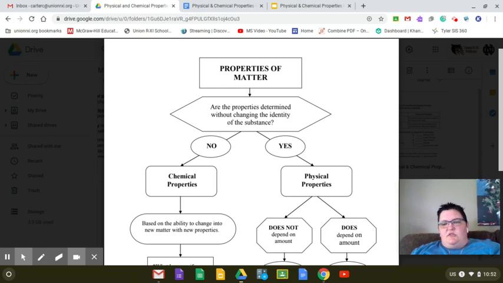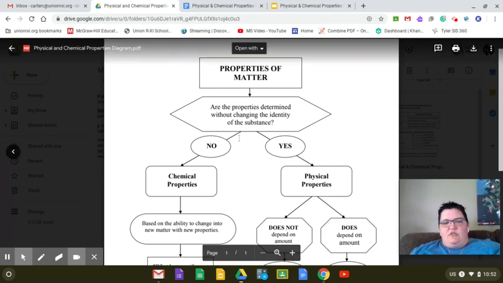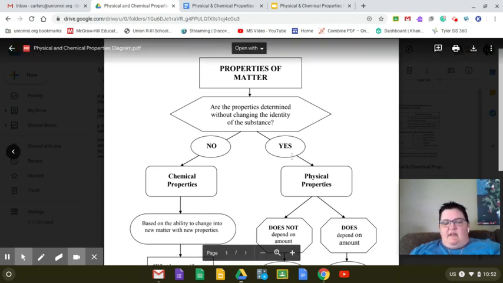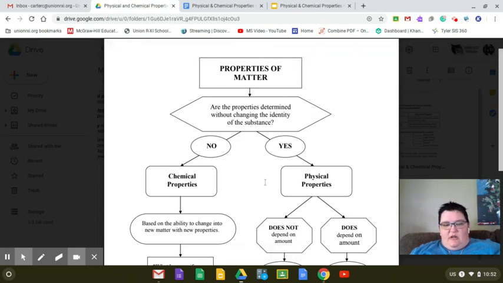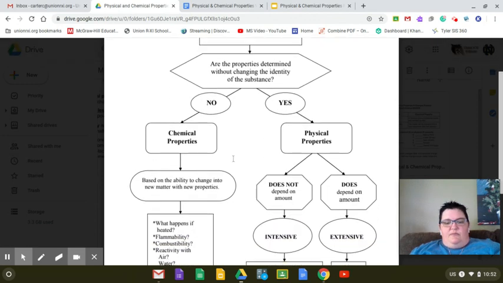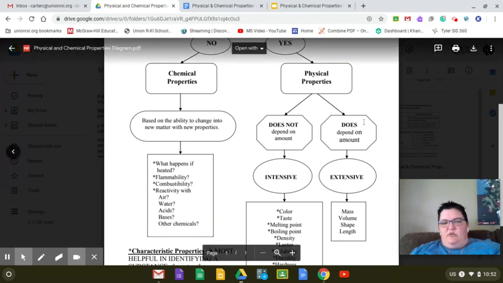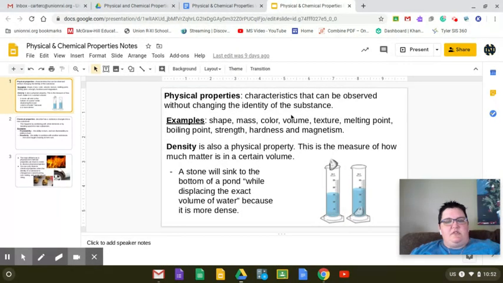If the answer is no, that the properties have not been changed without changing the identity of the substance, then we go to chemical. If it has been, then we go to physical properties. Some of the chemical properties are here that we're going to be looking through. Some of the physical properties are here. So let's start off with physical.